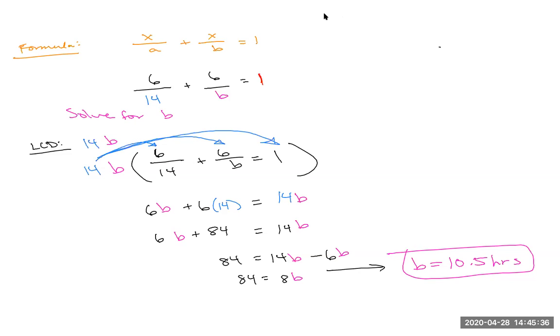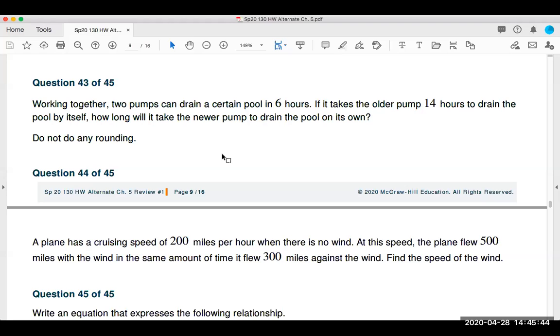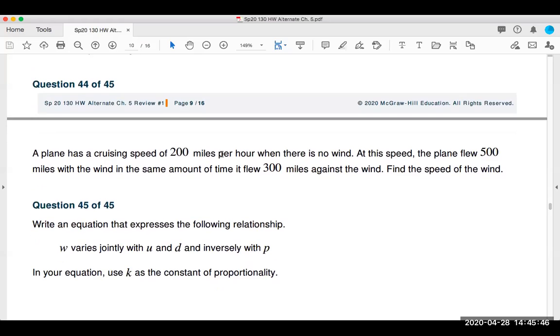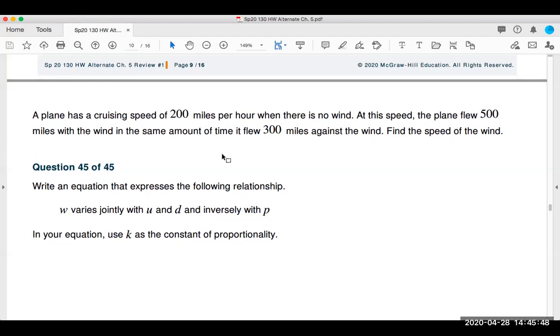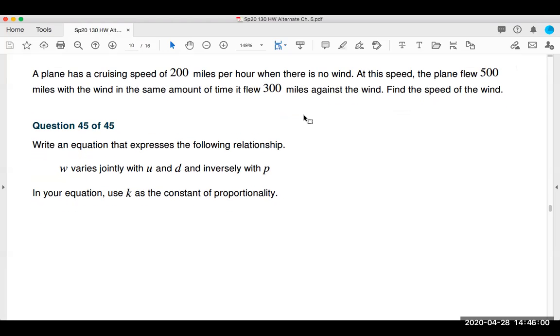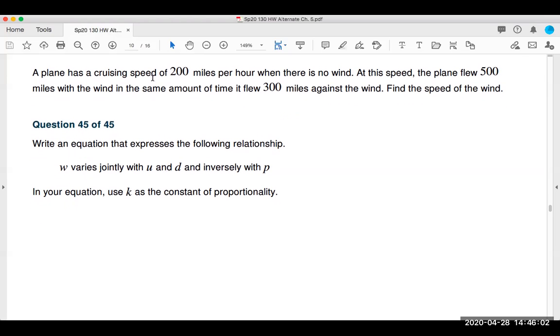Okay. Let me go back here. Let me start with number 45 because it's a little bit shorter. And it's probably not something that I'm planning on asking for your actual quizzes and exams.